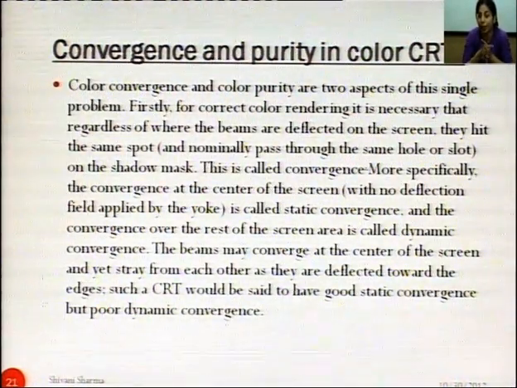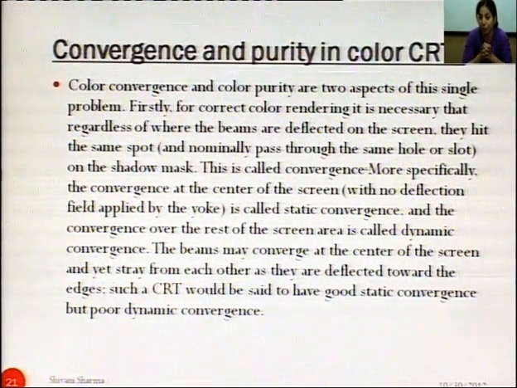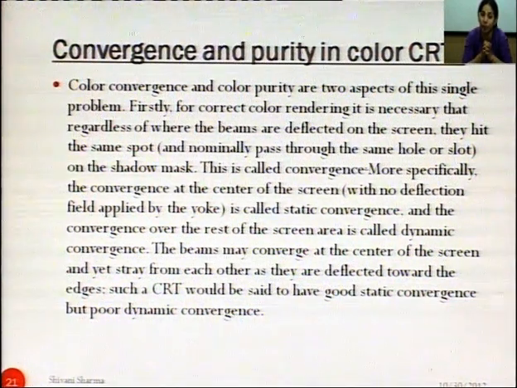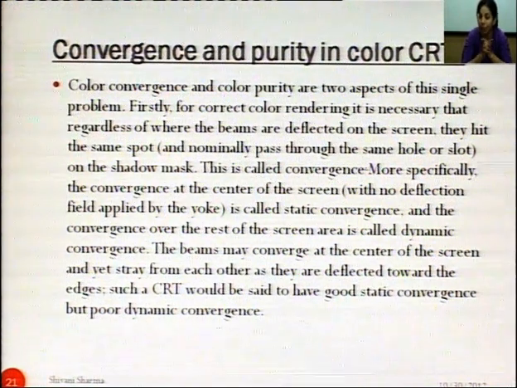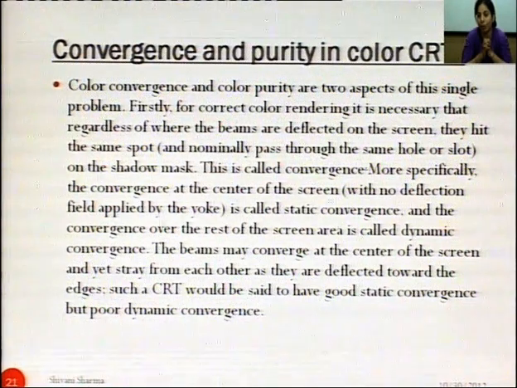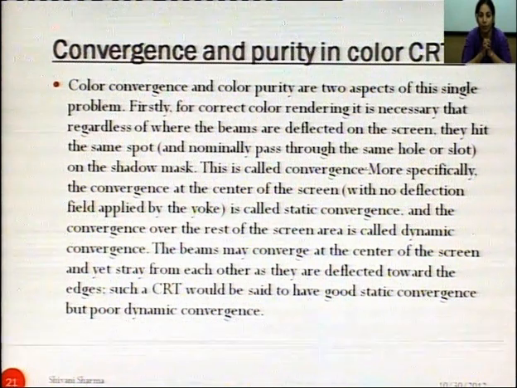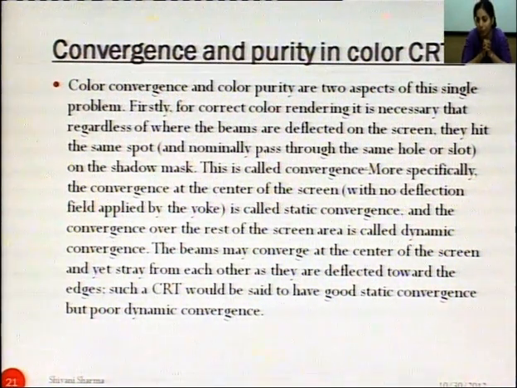Color convergence and color purity are two aspects of this single problem. Firstly, for correct color rendering, it is necessary that regardless of where the beams are deflected on the screen, they hit the same spot on the shadow mask. This is called convergence. More specifically, the convergence at the center of the screen is called static convergence, and the convergence over the rest of the screen area is called dynamic convergence.